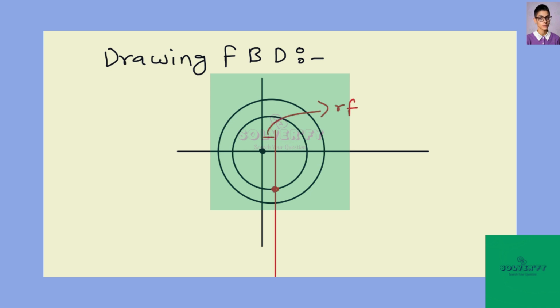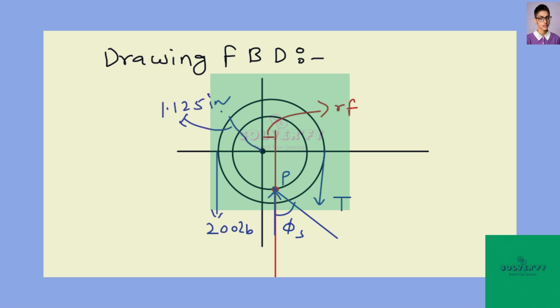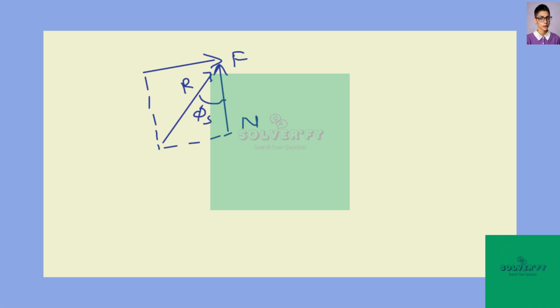This distance is Rf. Here P force is acting and this angle is phi s, and here it is T and here it is 200 lb. Now going further, this distance is 1.125 in. From this free body diagram, we can go further and draw a free body diagram again, as I am drawing here, showing all the forces. Here it is R, here it is phi s.